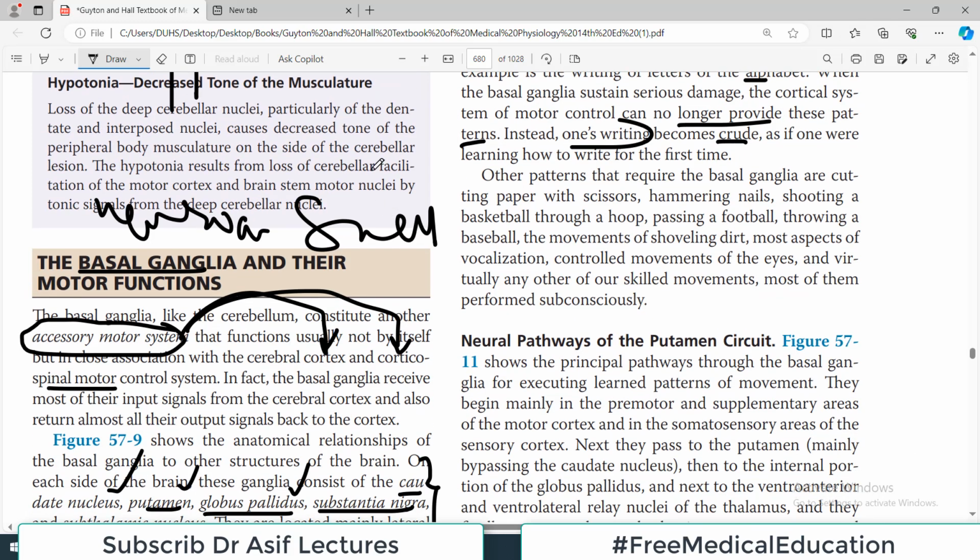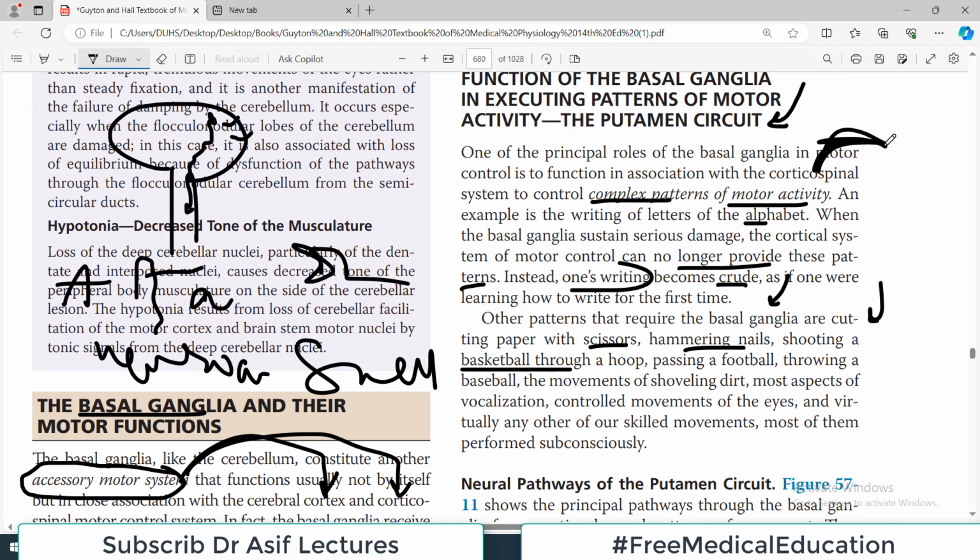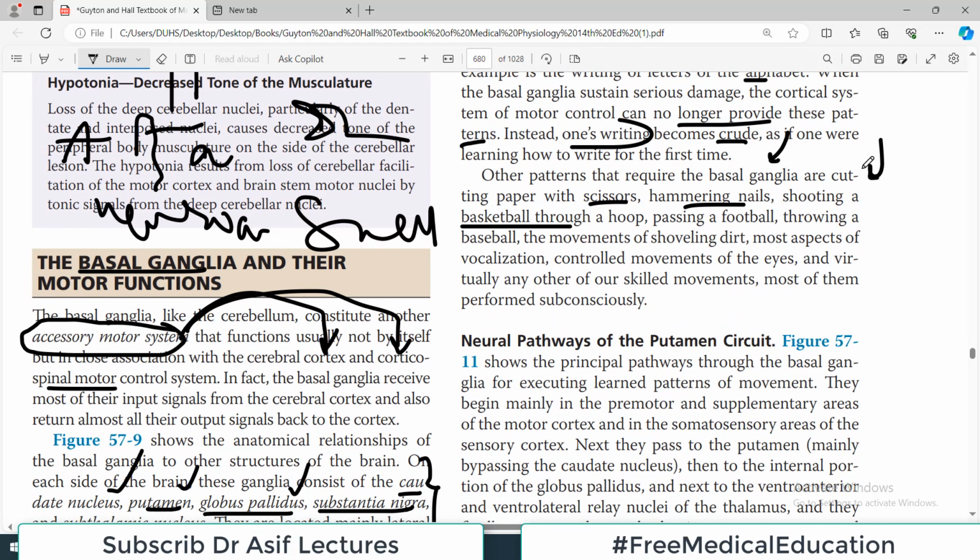जैसे बच्चों का होता है ना, ए लिखने को बोलो तो ऐसा ऐसा टेढ़ा मेढ़ा ए लिखते हैं, आप बोले तो ऐसा खूबसूरत ए लिखेंगे, कैपिटल ए लिखना है तो ऐसा लिखेंगे, है ना. लेकिन अगर बेसल गैंग्लिया डिस्टर्ब है तो आप भी ऐसा ही टेढ़ा मेढ़ा ए शायद बनाना शुरू कर दें. Other patterns that require the basal ganglia are cutting paper with scissors. This is another example. Hammering nails, shooting the basketball through the hoop. So these are all skilled movements, coordinated movements, जहाँ cerebral cortex तो काम करता ही है, but the input from basal ganglia is also very important.